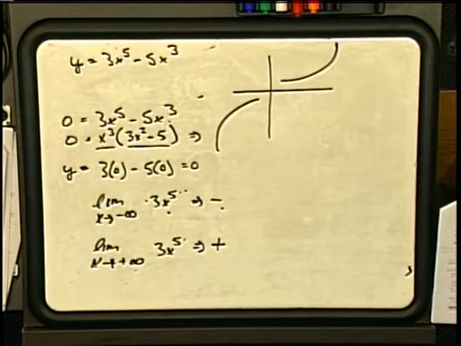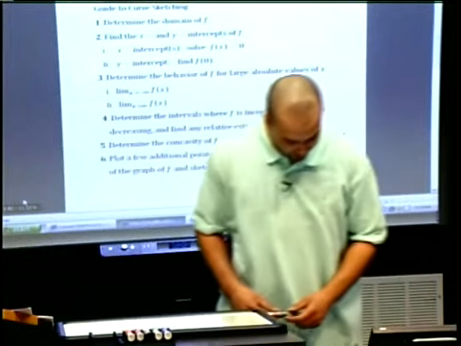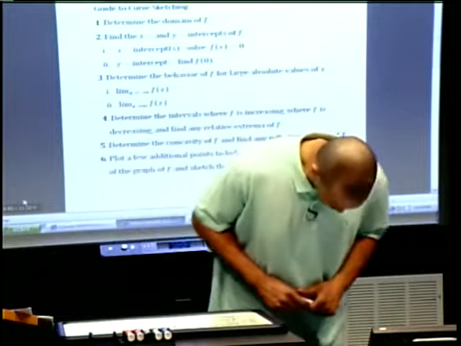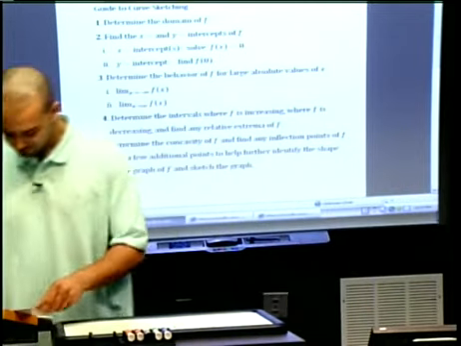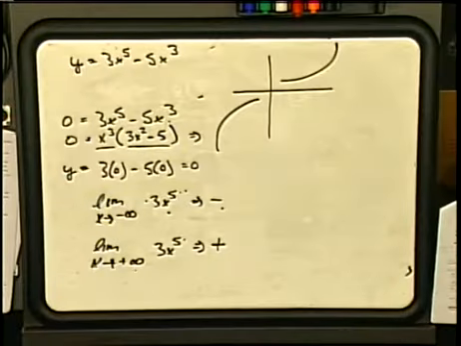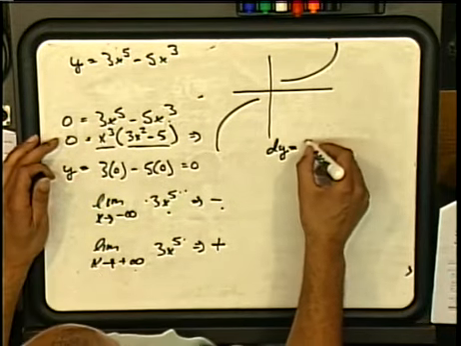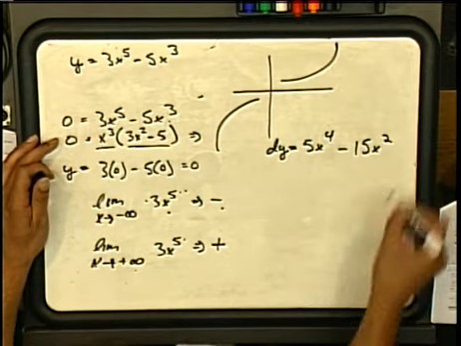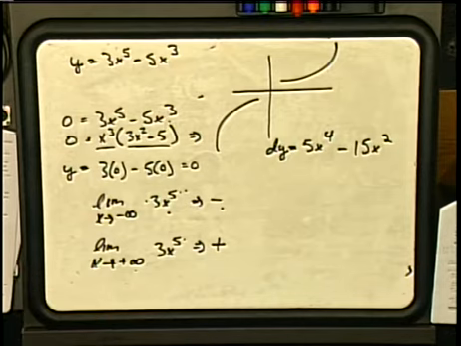Determine the intervals where f is increasing, where f is decreasing, and find any relative extreme. So this is where we take the derivative of the function. The derivative of the function is 15x to the fourth minus 15x squared. Set it equal to 0.